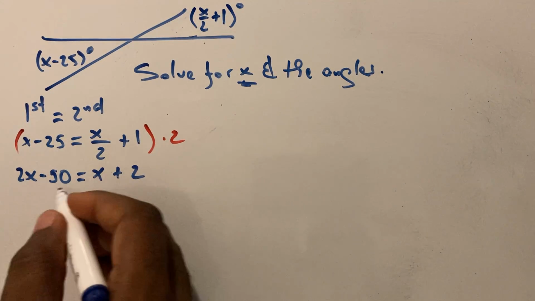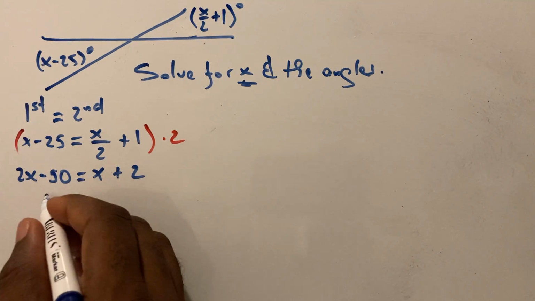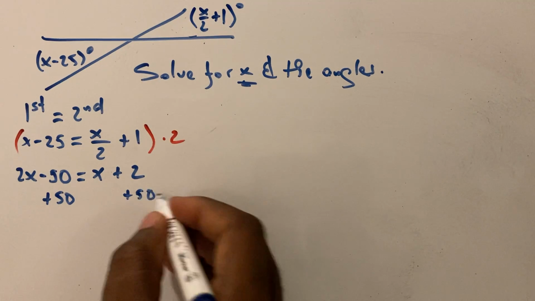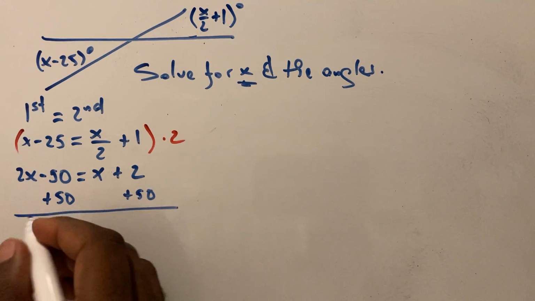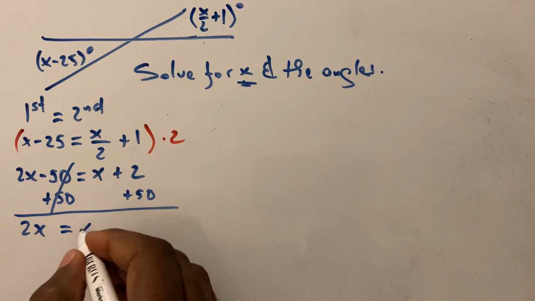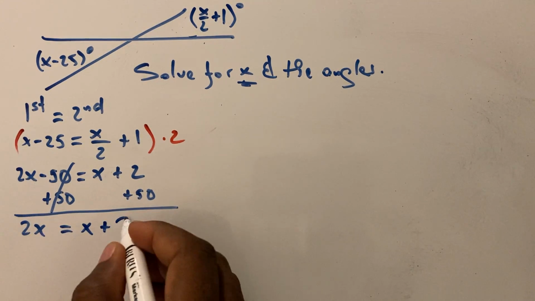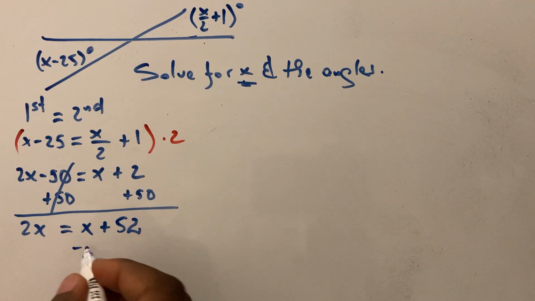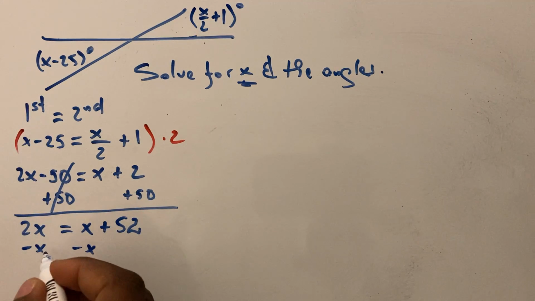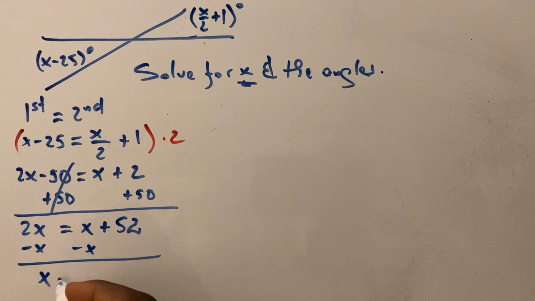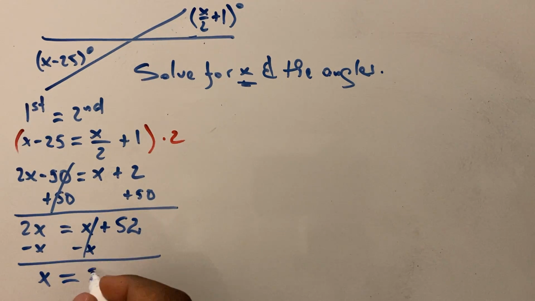Now, solving for x here, I would have to bring the 50 over. So I'll add 50 to both sides, meaning that I'll now have 2x, 50 is canceled out, equals x plus 52, right? And once you get this, now let's subtract x on both sides because I just need x by itself on one side. Then this becomes 2x minus x, which is x equals 52. Then you have the x value.